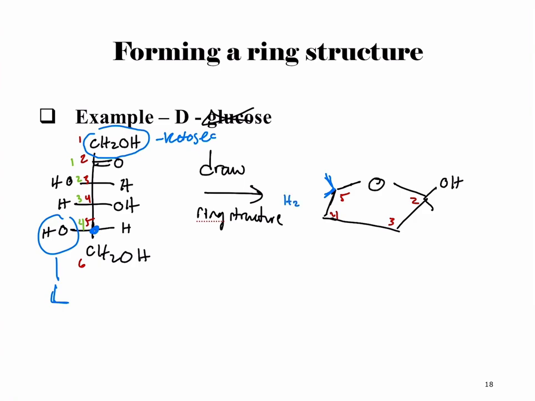So HOH2C. This is because it's an L enantiomer. Sorry, I keep saying isomer. Where else are we going to have a CH2OH group? On 2, right? And that's because why?